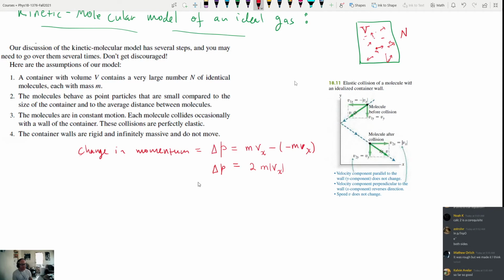All right, that's the change in momentum. Does this look familiar to you from Physics 1A? Has it been so long that you forgot momentum? Possibly. Momentum is mass times velocity. Y'all remember that? You probably do. Maybe. All right, so that's the change in momentum, right? Now, the next thing we want to talk about, this is for one molecule.